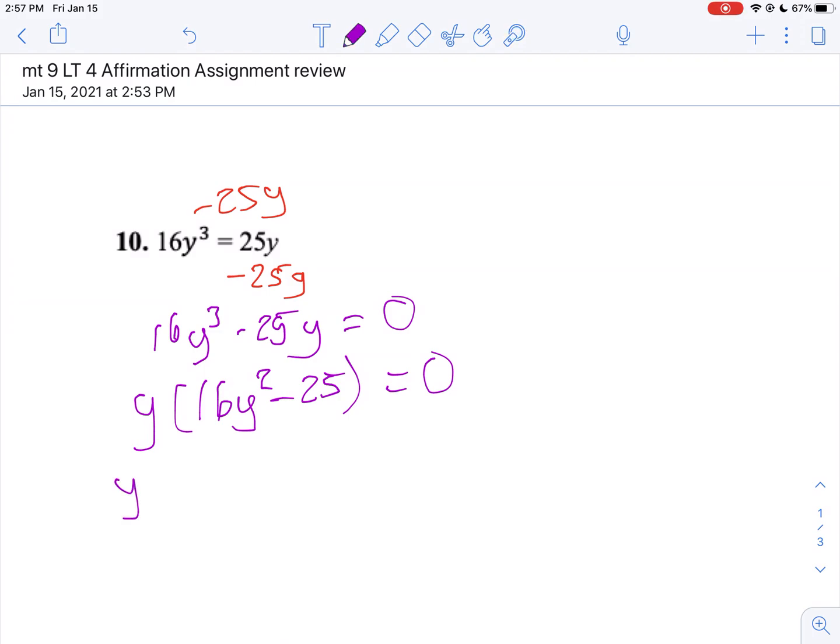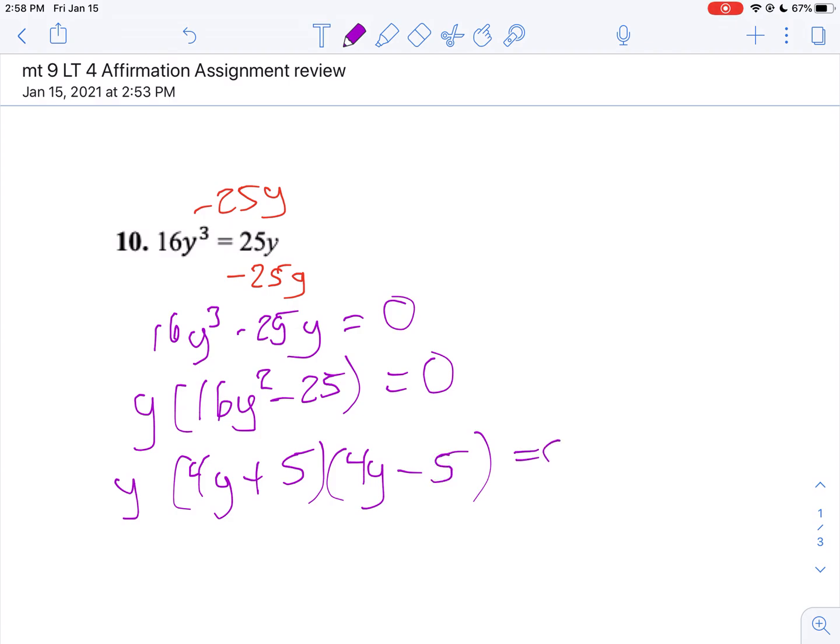So this factors to 2 parentheses. What multiplies itself to 16y squared? Well, the square root of 16y squared would be 4y. So we're going to put 4y in the front of each parentheses. Since it multiplies to a negative, one's positive, one's negative. And then what multiplies to 25? Well, 5. The square root of 25 is 5.